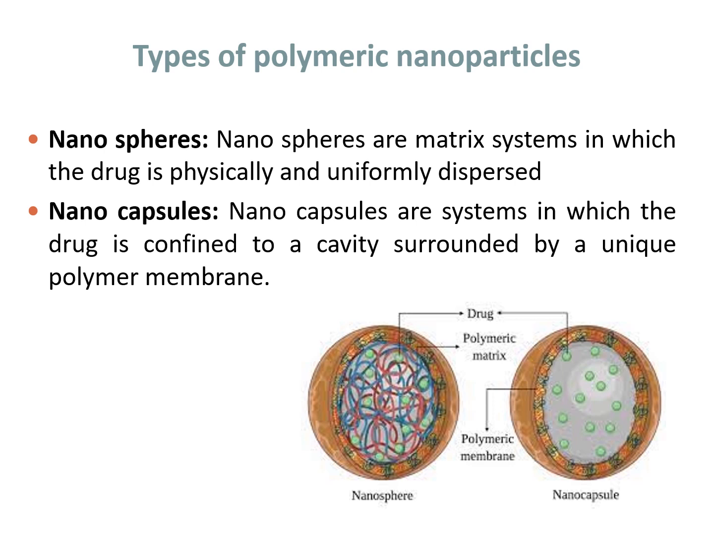Types of polymeric nanoparticles. There are two types of polymeric nanoparticles, nanospheres and nanocapsules. Nanospheres are matrix systems in which the drug is physically and uniformly dispersed. Nanocapsules are systems in which the drug is confined in a cavity surrounded by a unique polymer membrane.